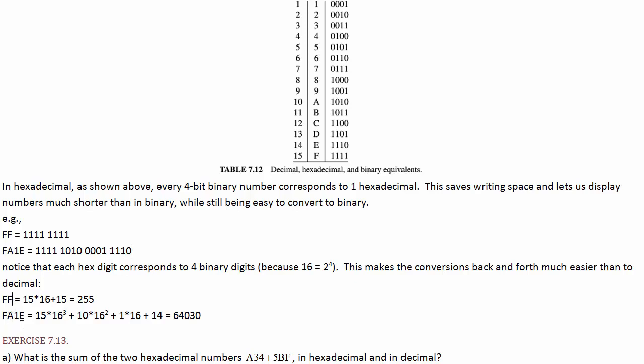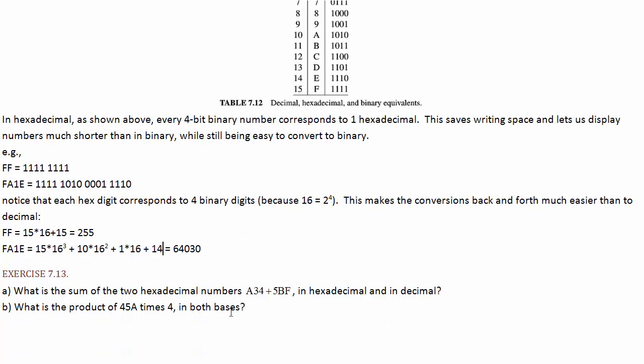Let's check out what these numbers were. FF, as mentioned, is 255, so that's 15 times 16 to the 1, plus 15 times 16 to the 0, 255. And FA1E would be 15 times 16 to the 3, plus A is 10 times 16 squared, plus 1 times 16, plus E, which is 14. So 64030.